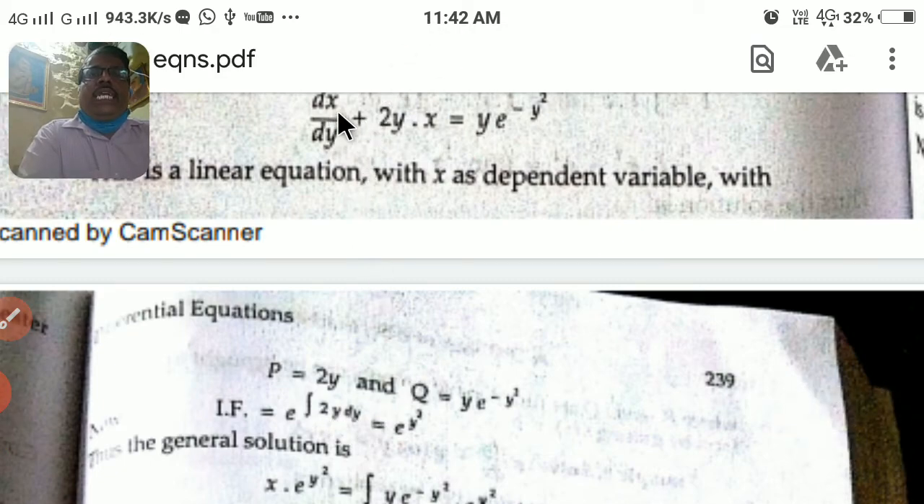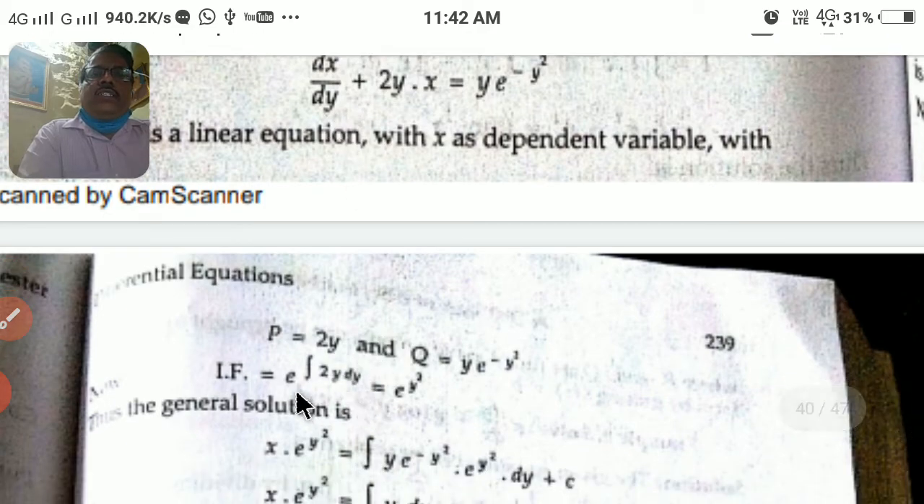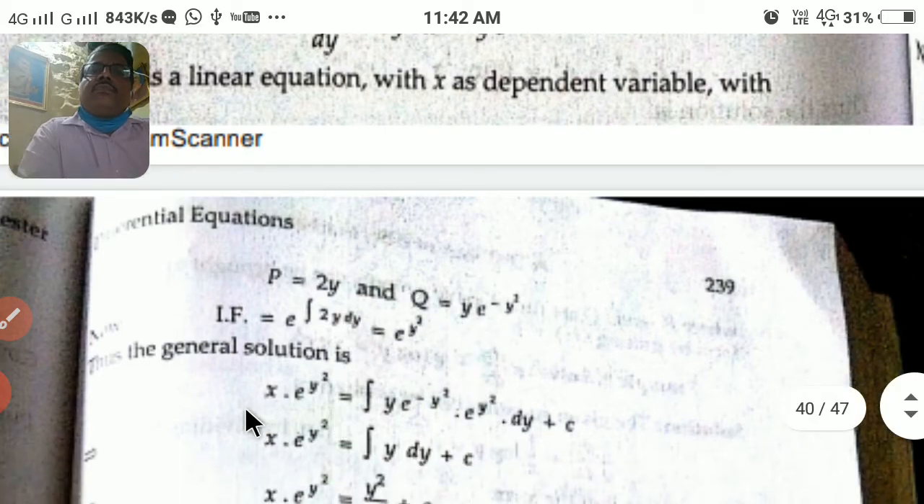The integrating factor is e raised to the integration of p dy, because here instead of dy by dx we have taken dx by dy, so it changes. So p means 2y dy. Now integrating 2y gives 2y square by 2, the 2s cancel. So the integrating factor is e raised to y square.